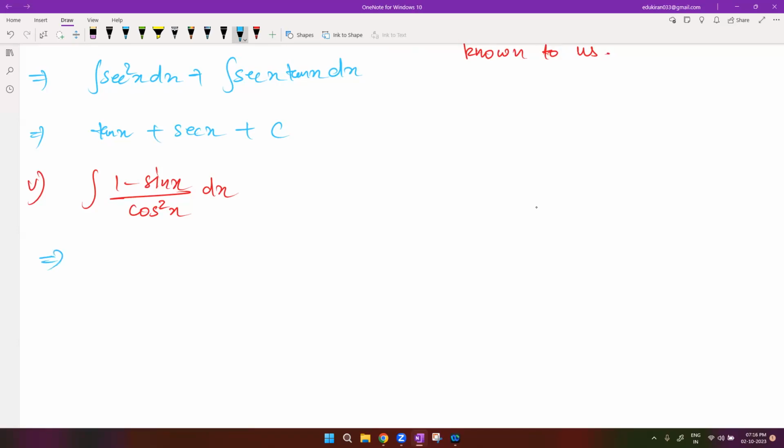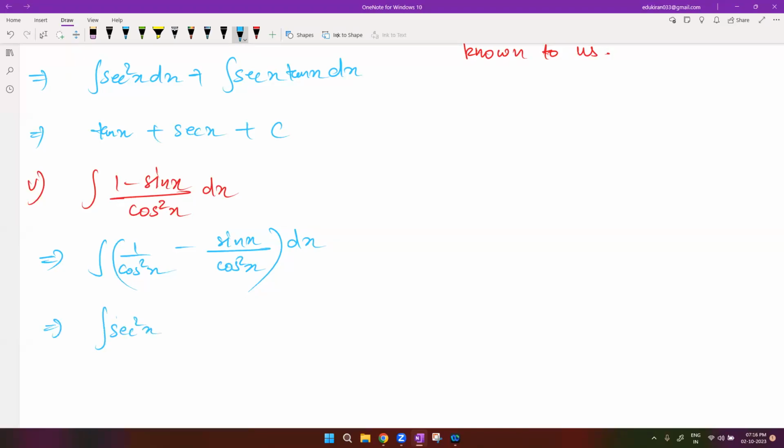Okay, how can you write this? Somebody, if you have solved, please. Yeah, 1 by cos square x minus sin x by cos square x. Correct. Then how can we change this to a form? 1 by cos square x you can write as sec square x. Correct.